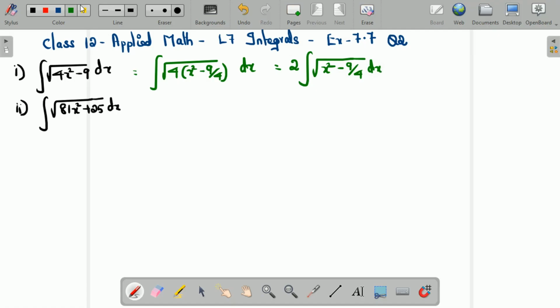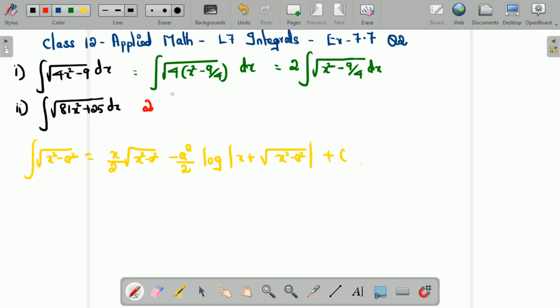Now, this is of the form integral of root of x squared minus a squared. The formula for this is x by 2 root of x squared minus a squared minus a squared by 2 log of x plus root of x squared minus a squared plus c. So we are going to take this particular formula and apply it, but remember every term here has to be multiplied by 2. So only that needs to be remembered.